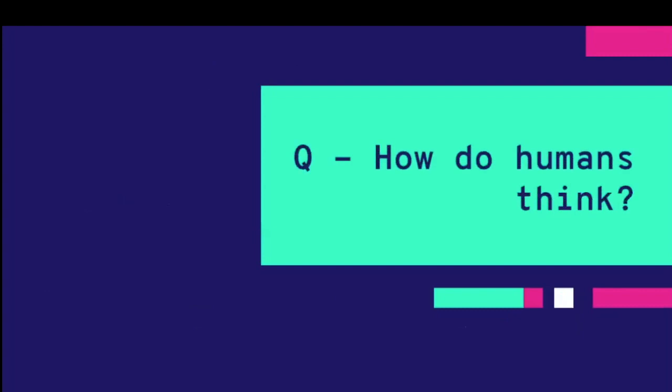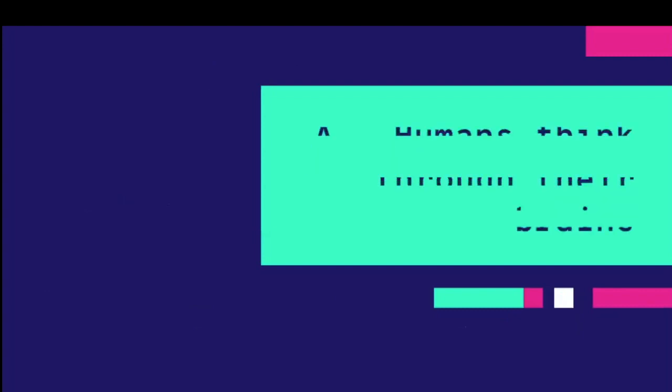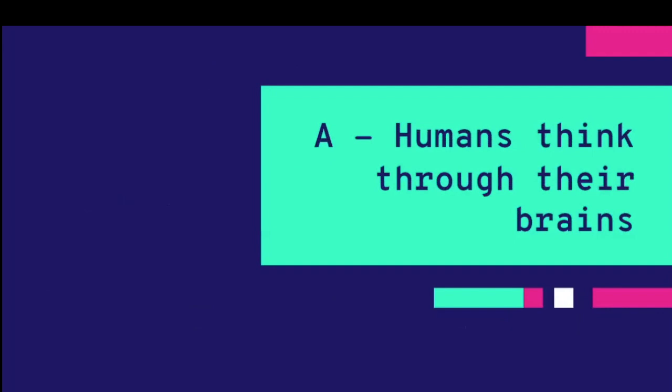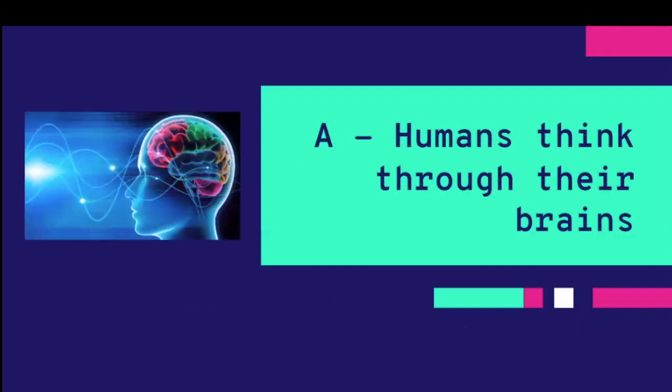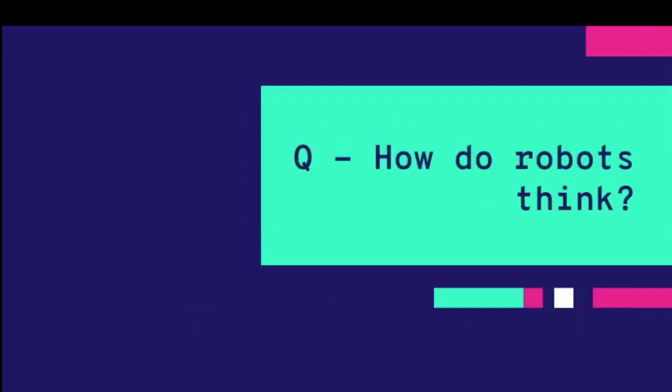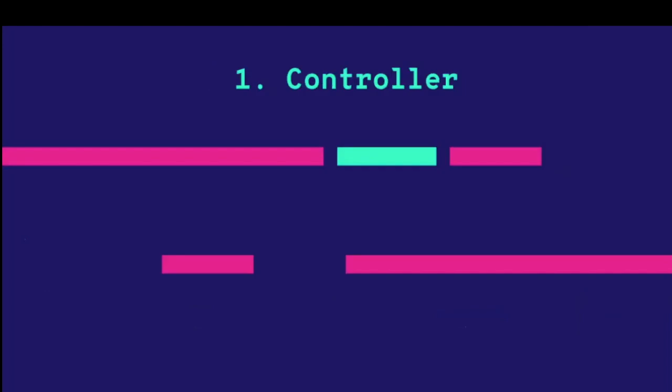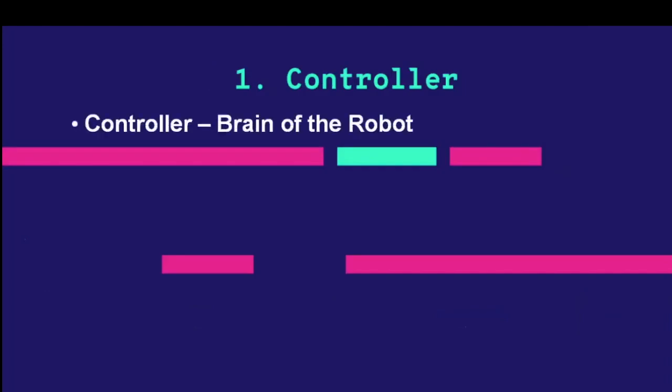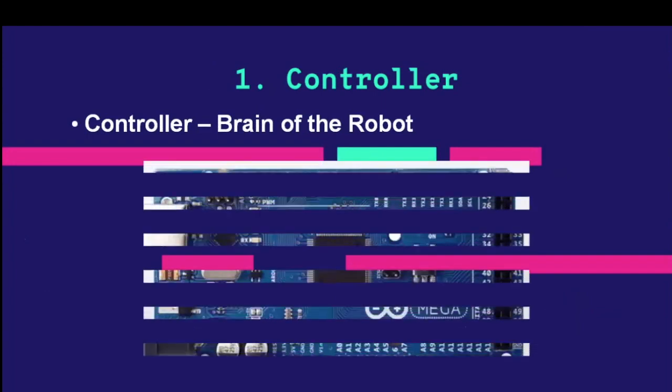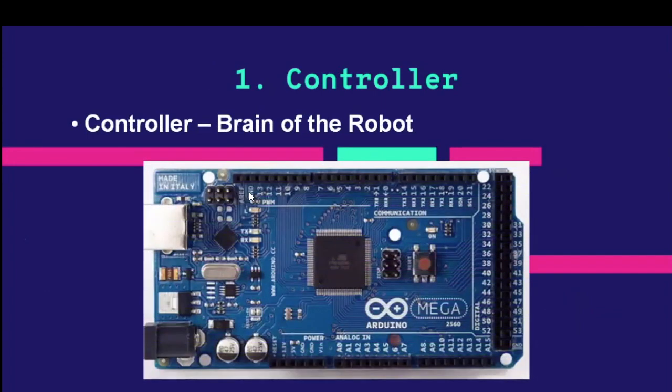And how do humans think? Humans think through their brains, so they use their brains to think, and they take decisions using the brain. And then how do robots think? Robots use something called a controller, and it acts as the brain of the robot. So this is the controller that we'll be discussing in this course.